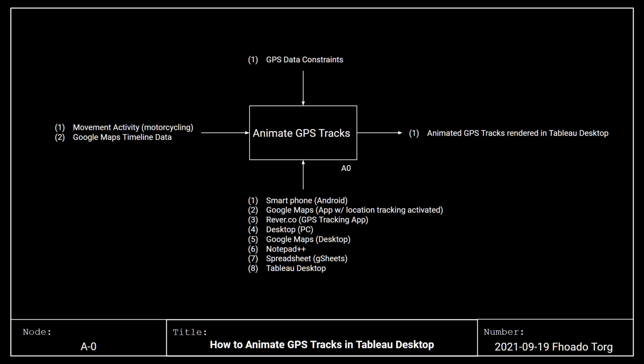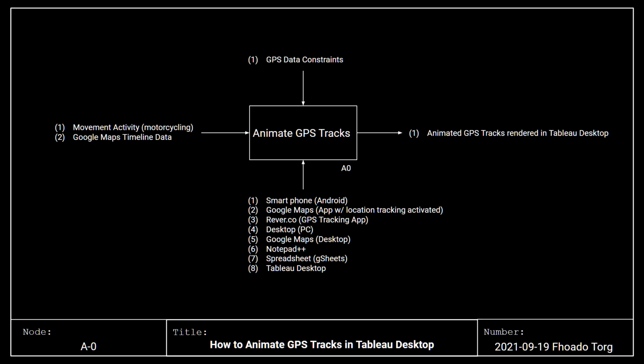How to animate GPS tracks in Tableau Desktop. There are two inputs that you need. You actually need to create the GPS track by doing something. In our example today, it will be motorcycling data. And the second thing that you need is Google Maps timeline data. So we'll cover how to generate Google Maps timeline data. The output is going to be an animated GPS track rendered in Tableau Desktop.